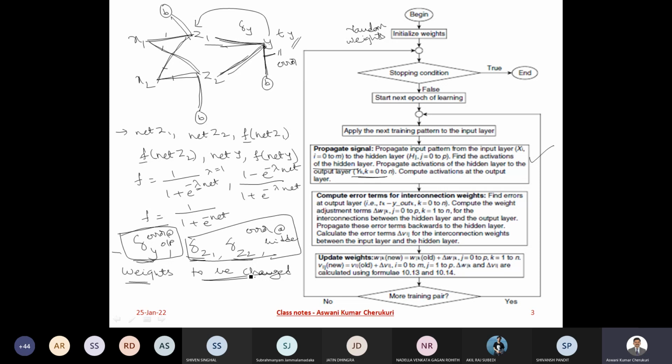So you have seen the process. Now let us see how these errors are getting calculated. And remember, we are going to fix the activation function, the unipolar activation function, 1 by 1 plus e power minus lambda net, with lambda equal to 1, for our convenience sake. Of course, you can even have the bipolar activation. That's also possible.